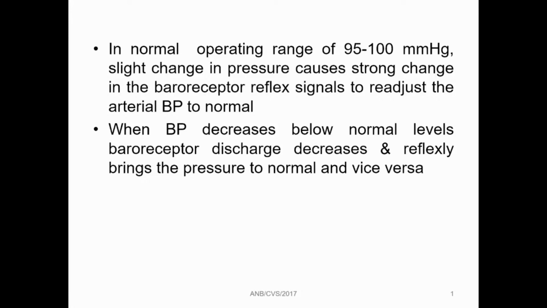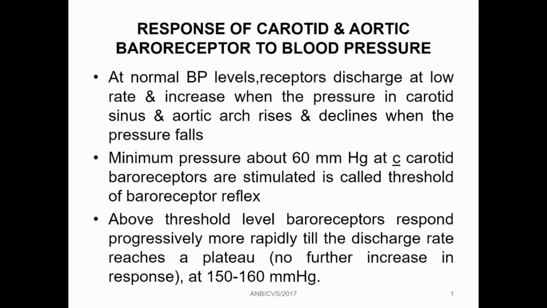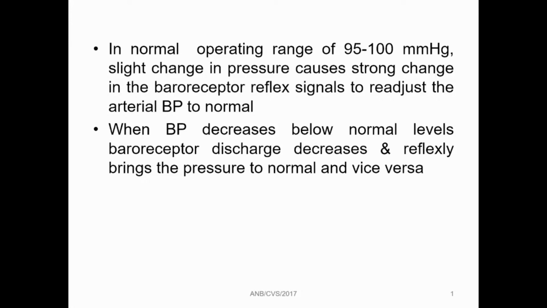Normally the minimum pressure is 60 and the maximum pressure is 160, meaning baroreceptors will function smoothly. Variation in this range will cause certain changes, which we will see. But in short, when blood pressure decreases below normal level, baroreceptor discharge decreases, meaning they will not be stimulated more.